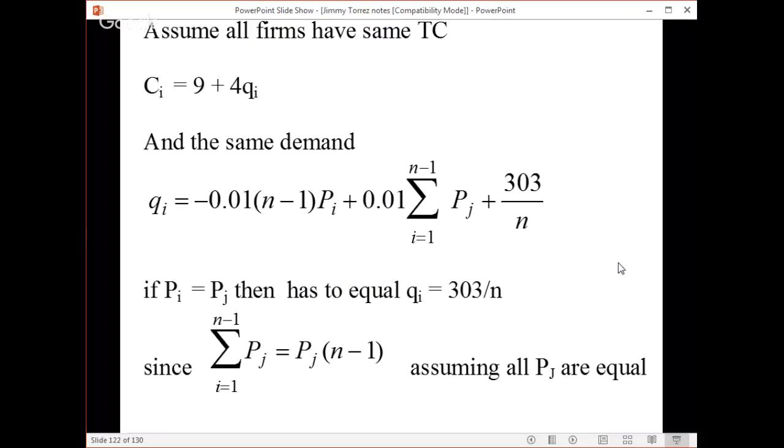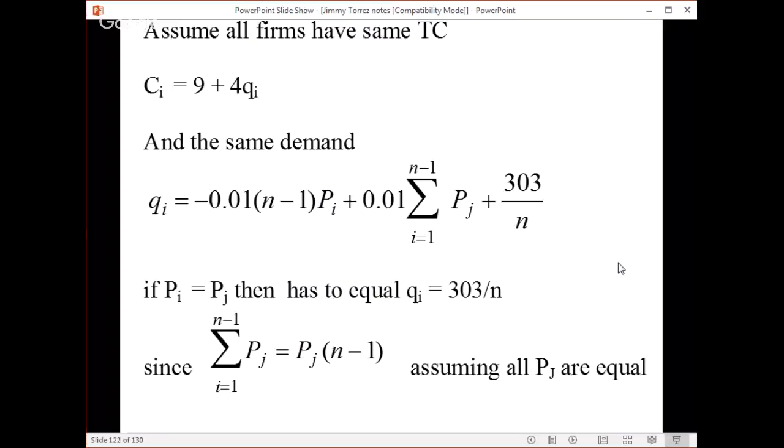So, let's assume that I have a bunch of firms, and they all have the same total cost. The costs are equal to 9 plus 4 QI, whatever they're producing. And they all have the same demand curve, which is a function of not only what they produce, but what other firms produce and charge. So QI is equal to 0.01 n minus 1 PI plus 0.01 the summation from 1 to n minus 1 PJ plus 303 over n, where n is the number of firms in the product group.